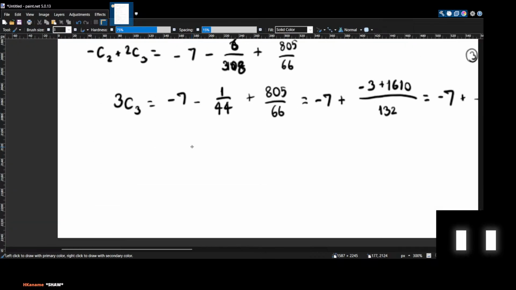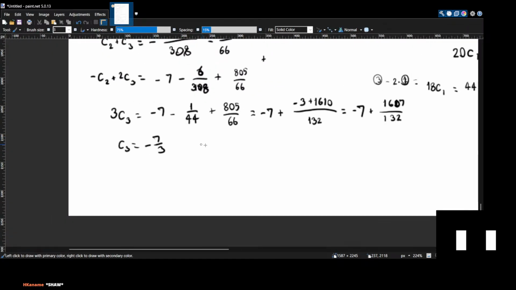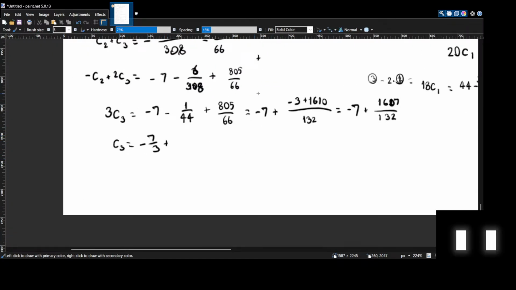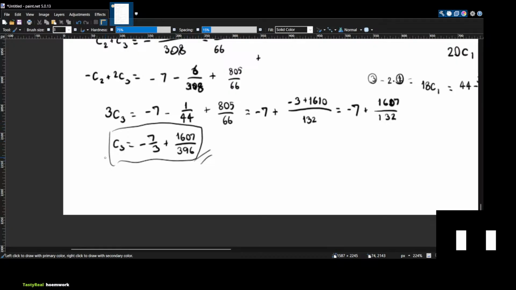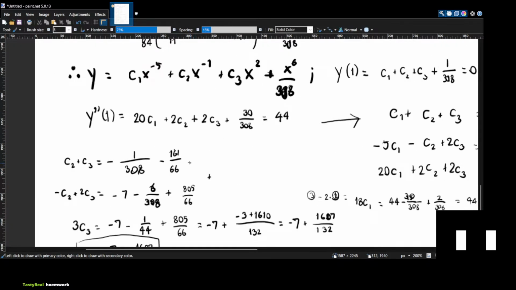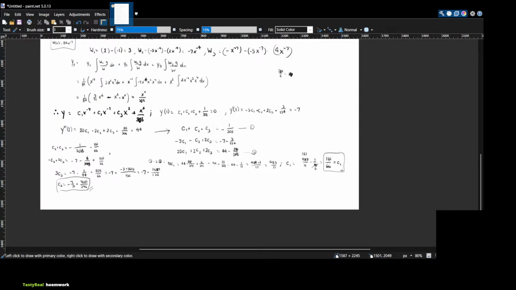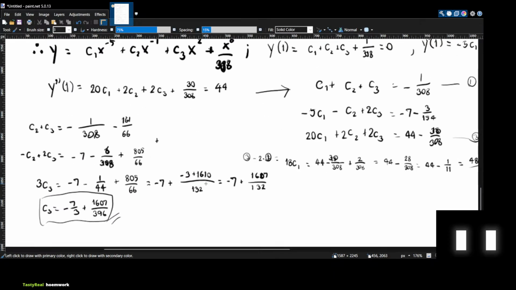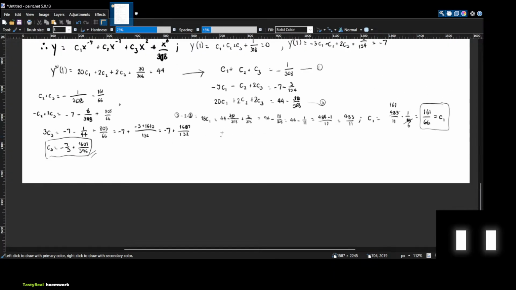So C3 is going to be equal to negative 7 over 3 plus, you can't even divide this by 3. It's plus 1607 divided by 396. So that's C3. Jesus Christ. Please stop. Okay, now we have C3, so now we can find C2, which is the last piece of the puzzle.